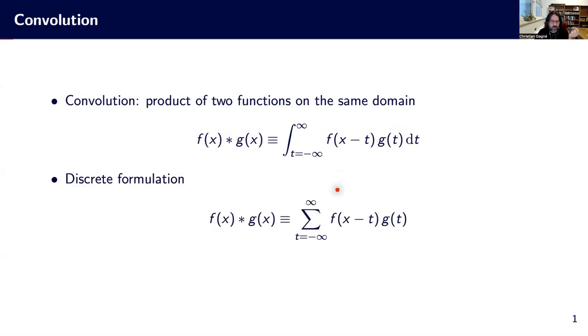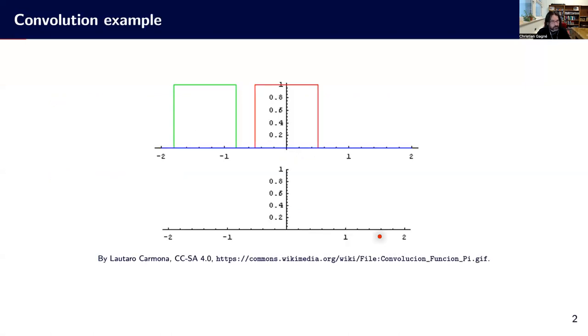And the discrete formulation is that one. Basically, we are summing over all positions in domain t from minus infinity to plus infinity. If it is discrete, there is a given fixed number of values of t that can be used to compute this convolution in one dimension of the function f over function g.